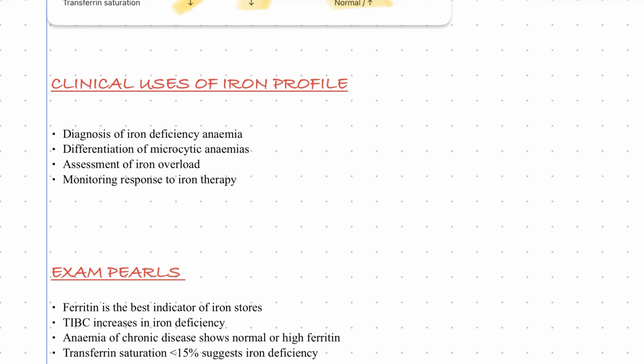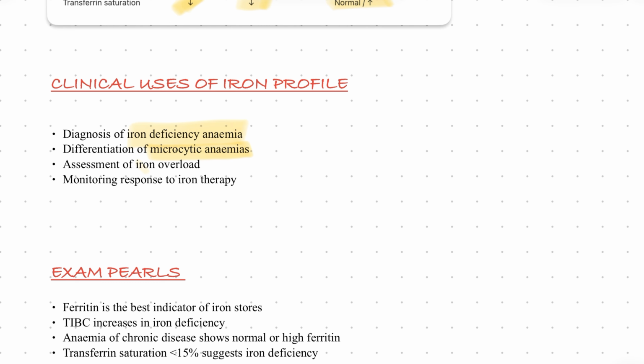Clinical uses of iron profile. Diagnosis of iron deficiency anemia, a very important part. This iron profile plays a vital role in the diagnosis of iron deficiency anemia. So after watching this video, go and watch my iron deficiency anemia video. So it won't be that complicated when you learn individually later or somewhere here and there. Then differentiation of microcytic anemia. It is one of the clinical features where in iron deficiency anemia you are going to see microcytic hypochromic anemia.